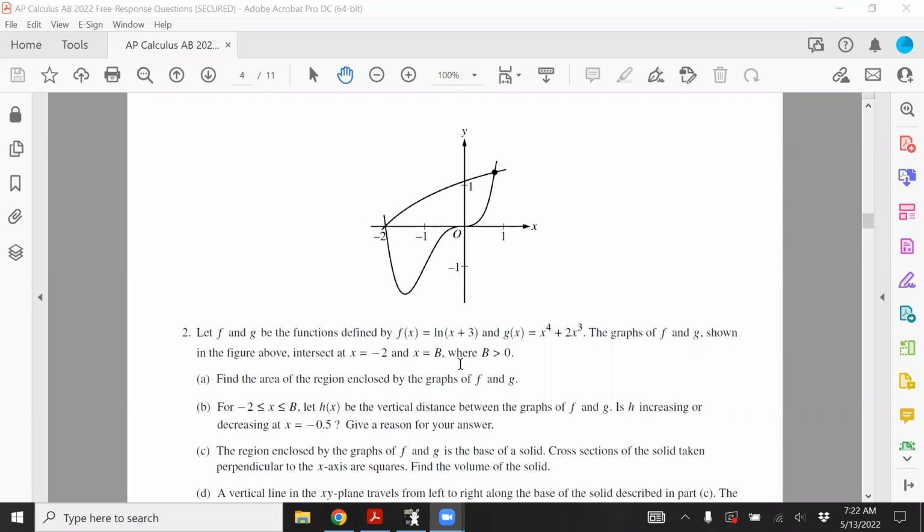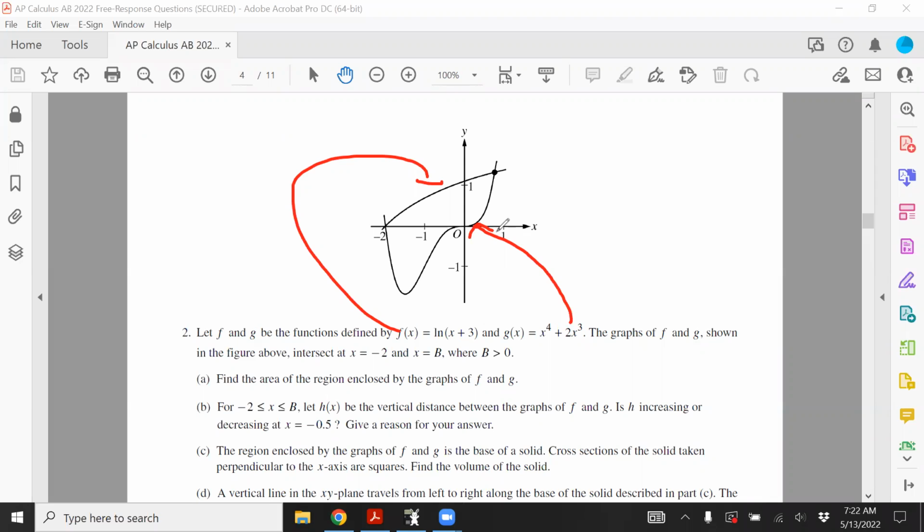For the 2022 AP Calculus AB free response portion, here we're going to talk about number 2. This is the calculator required question. You have two functions. The natural log function will be this one here, and the polynomial will be that one, just given the way it looks. You can always graph to verify.